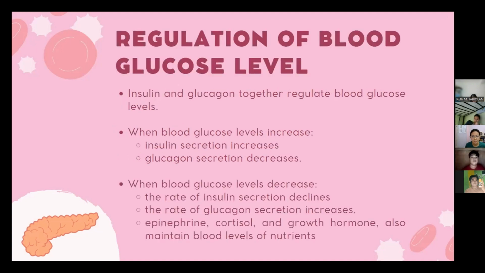Next, please. So, the regulation of blood glucose levels. Insulin and glucagon together regulate blood glucose levels. When the blood glucose level is increased, the insulin secretion increases and the glucagon secretion decreases. When the blood glucose level decreases, the rate of insulin secretion declines, the rate of glucagon secretion increases, and the epinephrine, cortisol, and growth hormones help maintain blood levels of nutrients.